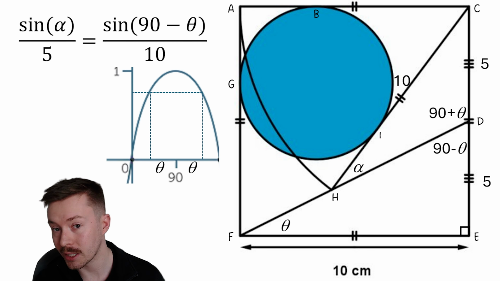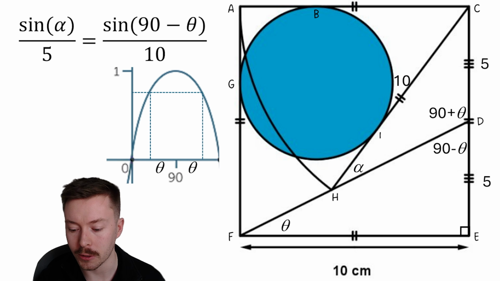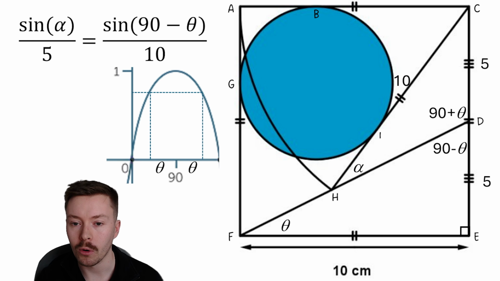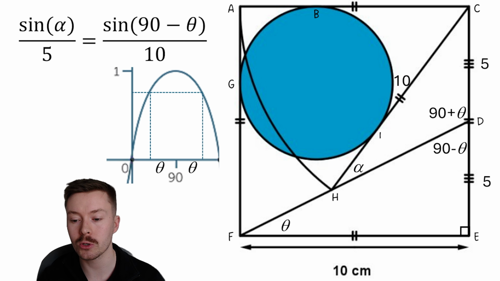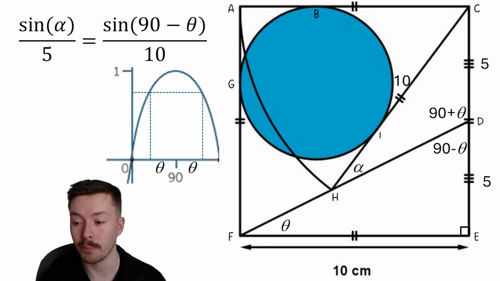Okay, or will at least give us the same value in terms of output. Right, now what I need to know at this point is the value of sine 90 minus theta, and I can do that using my triangle DEF. So sine is equal to opposite over hypotenuse.